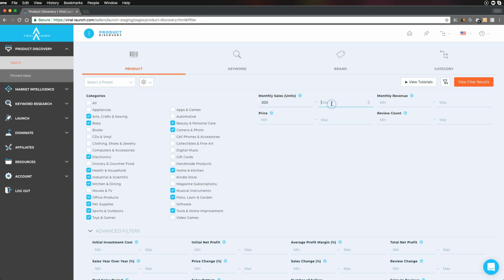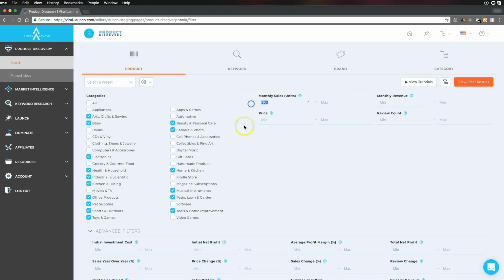And then sales maximum. I personally don't max it out, right? Because I don't care. I mean, the more I sell, the better, the more money I make. So I don't like to cap it off at a max, but you totally can. Monthly revenue. So revenue is essentially, let's just say we're selling a product for $10. We sell 10 of them. That's 100, right? So our monthly revenue could be 100.